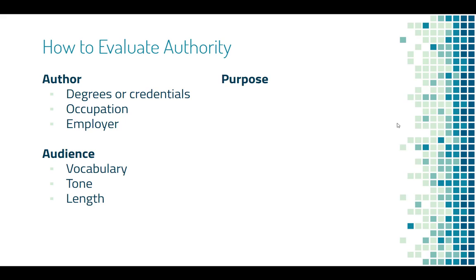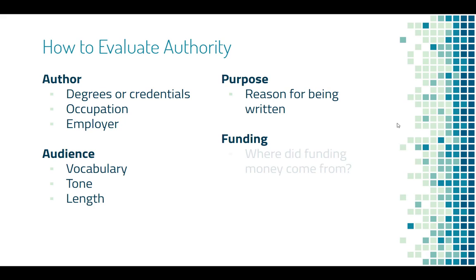What is the purpose of the source? What is its reason for being written? Is it done to persuade, to inform, or to defend a specific point of view? And look at the funding, if there is any. Where did this funding money come from? Did it come from corporate sponsors, and therefore may be somewhat biased towards those corporate sponsors? Did it come from advertisements and sponsorships, and therefore is possibly more linked towards the certain results and outcomes that these companies may want?